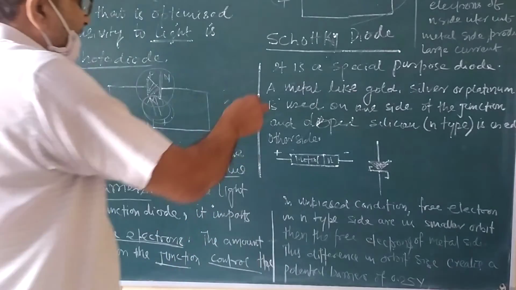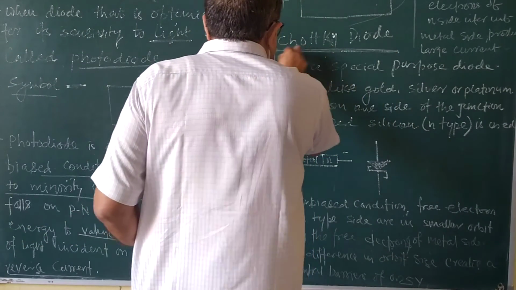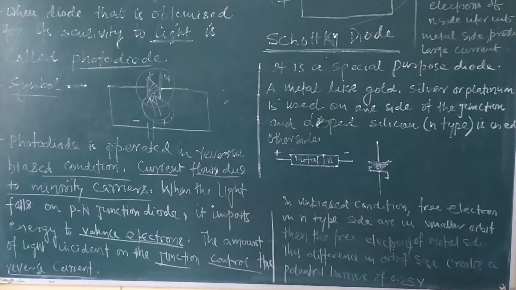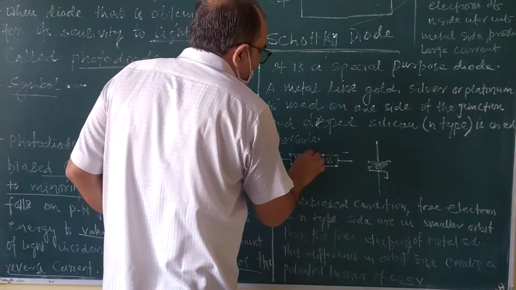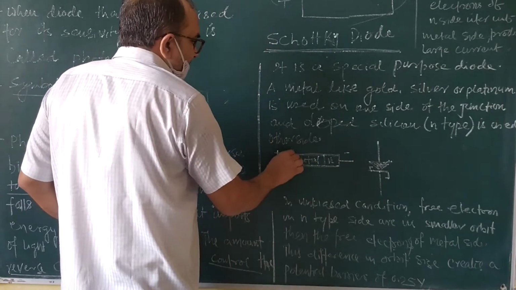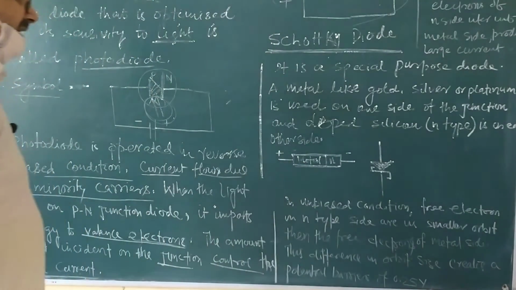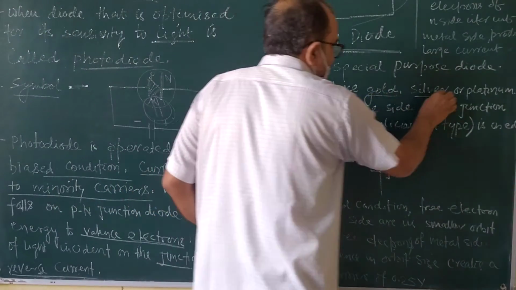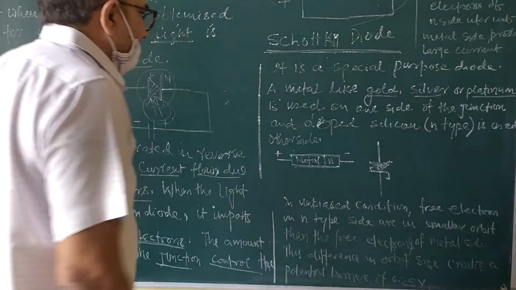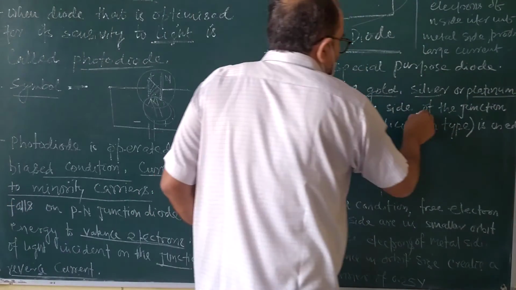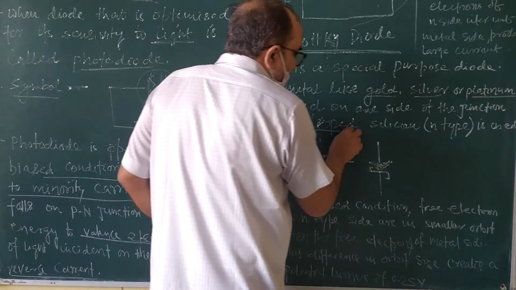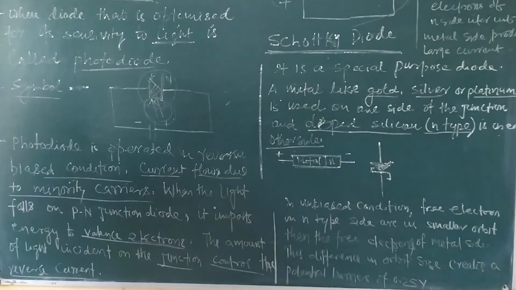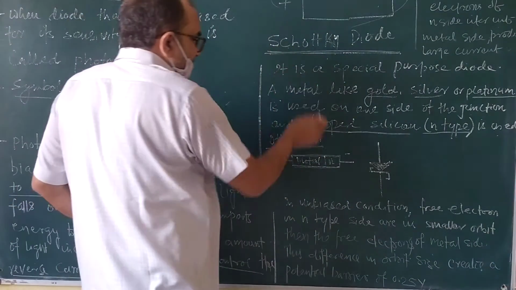Next diode is the Schottky diode. It is also a special purpose diode. And how is it made? This diode consists of metal on one side. What type of metals are we using? Gold, silver or platinum is used on one side of the junction, and doped n type silicon is used on the other side. That means the Schottky diode is a special purpose diode.